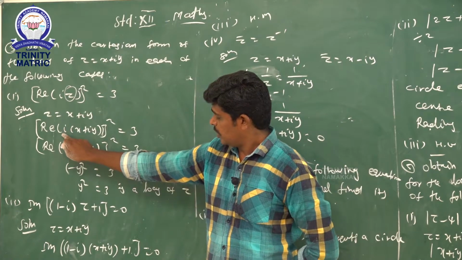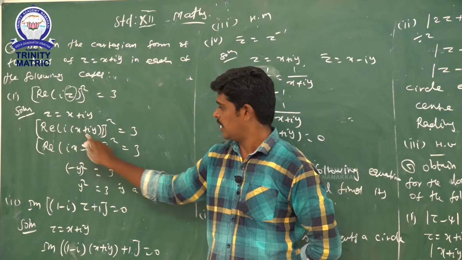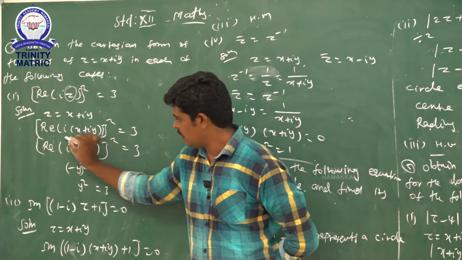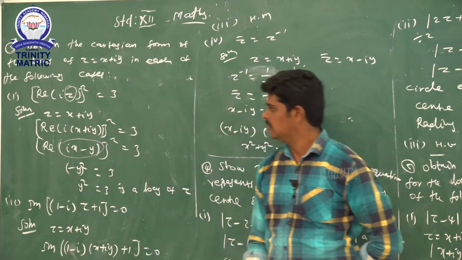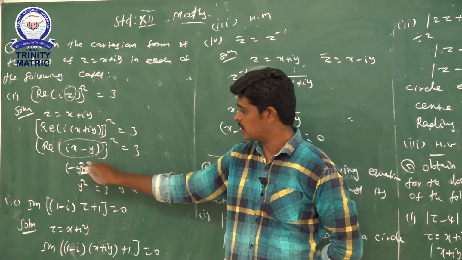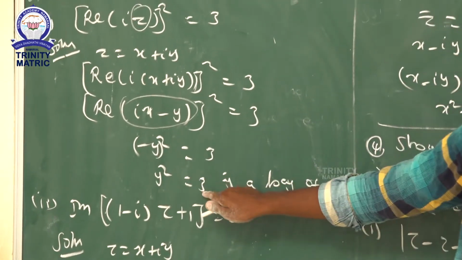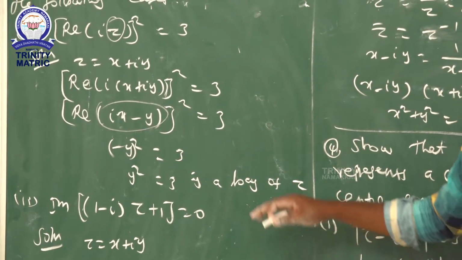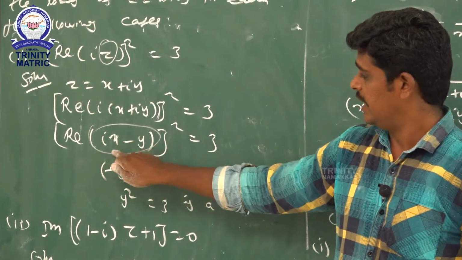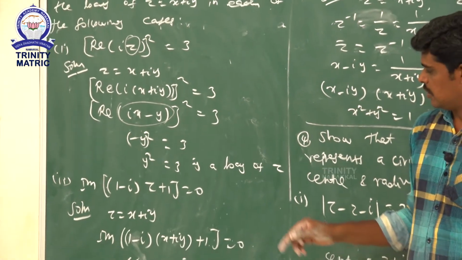Next multiply i, put it inside. So ix plus i into i squared, so minus y, the whole squared equal to 3. That is real of ix minus y. This is imaginary part. Okay, so real part is minus y. So take minus y the whole squared equal to 3. Minus means square பண்ணிட்டா plus ஆயிரும். So y squared equal to 3 is a locus of z. இது real part கேட்டதனால y squared equal to 3 நாம் போடுறோம். இதே imaginary part கேட்டா x squared is equal to 3 முடியும். So finally x squared equal to 3 is a locus of z சொல்லி முடிப்போம்.